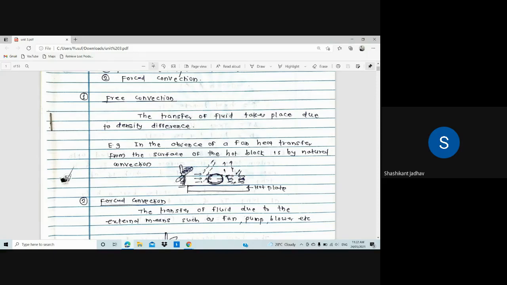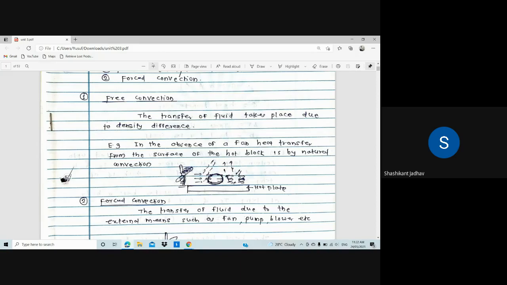ओके. तर फॅन, पंप, ब्लोअर ह्याचा यूज करून आपण त्या फ्लुइडला काय करणार आहे? मोशन देणार आहे. And due to that heat transfer takes place. That is nothing but forced convection. फोर्स्ड म्हणजे आपल्याला फोर्स लावायचा आहे आणि हा फोर्स कशाच्या सहाय्याने लावायचा आहे? आपल्याला त्यासाठी एक्सटर्नल डिव्हाइसेस यूज करायचे आहेत. म्हणजे पंप असेल, ब्लोअर असेल.